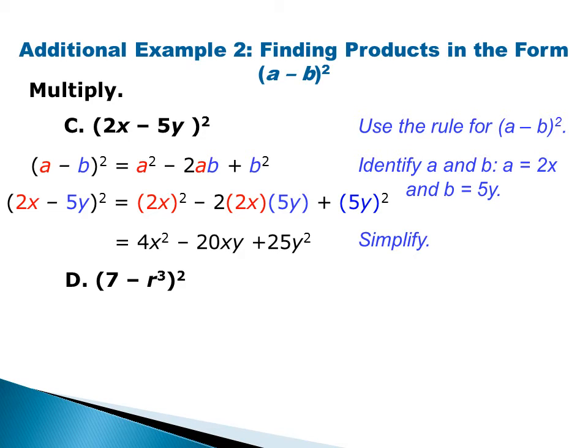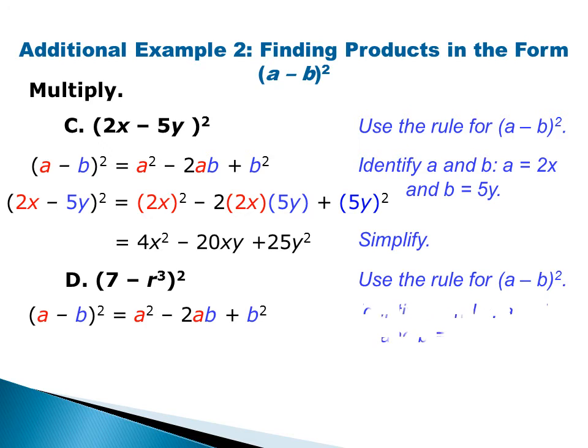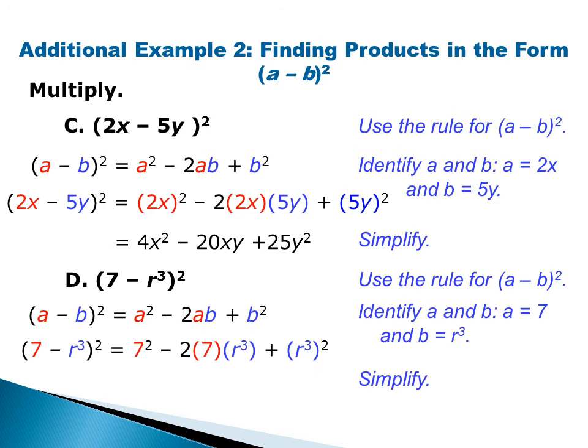Here's another example. What do you guess the answer is going to be? Can we guess it? It's going to be 7 times 7, which is 49. Then the middle one is going to be 7 times negative r cubed. It will be negative 7r cubed. Double it, it becomes negative 14r cubed. Then what's going to be the last one? r cubed times r cubed. Add the exponents, it's going to be r to the 6. You guessed it? Here we go. Here's the final answer. You see that?